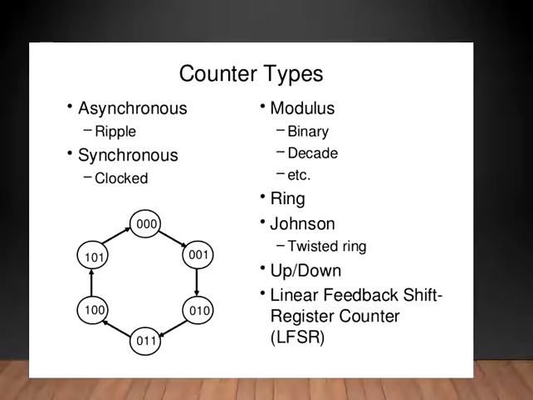Also we can have ring counters, Johnson counters, twisted ring counters under that. Then you have up and down counters depending upon the way you want to count, in the upward direction or downward direction. Or you can also have the linear feedback shift register counter, that is LFSR. So in this particular tutorial we will be looking into asynchronous counters, synchronous counters, mod counters, ring counters, and Johnson counters. Along with that we will be looking into up and down counters, but we will not be focusing on the LFSR counters.